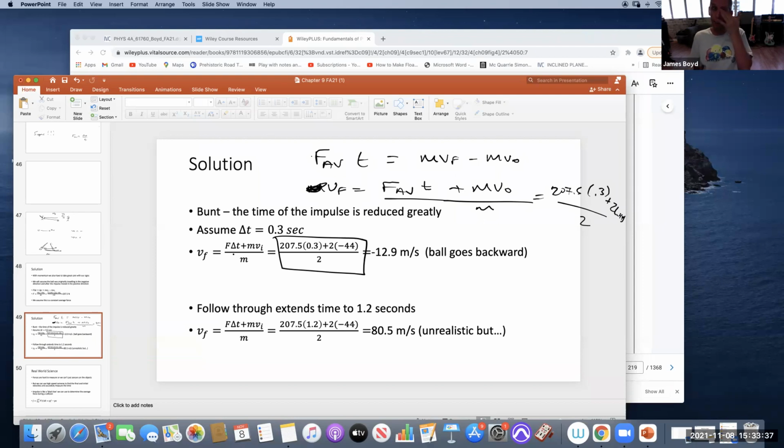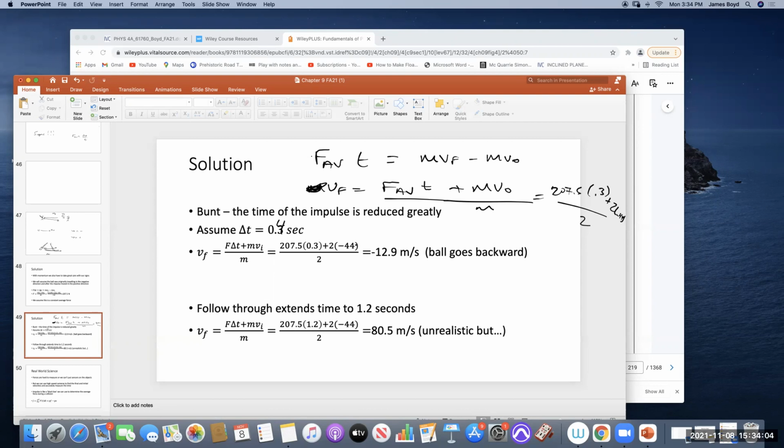Now, physically, that doesn't make sense. That would mean it went through the baseball bat. Maybe it did, maybe it broke it in this case. But I could figure out a time, maybe 0.4. 0.4 times 207.5 is 83. So maybe 0.5, it would actually go forward a little bit if it was in contact for half of a second.